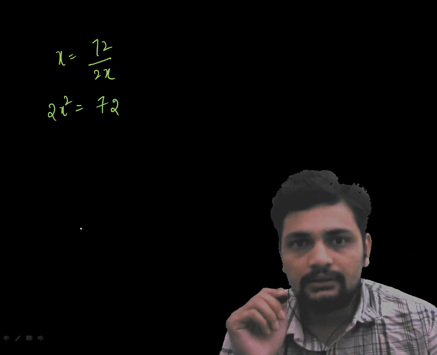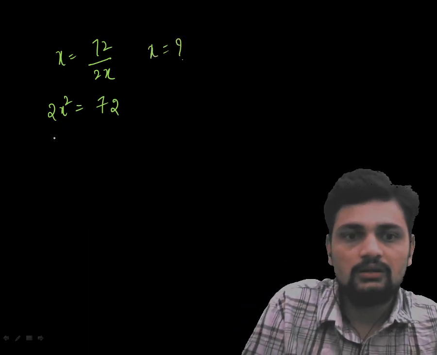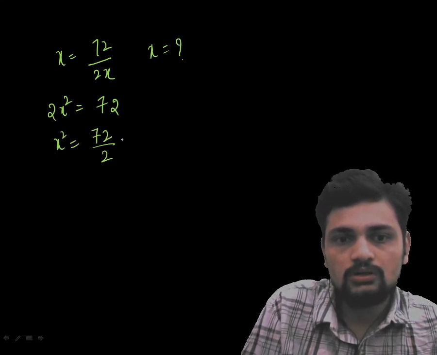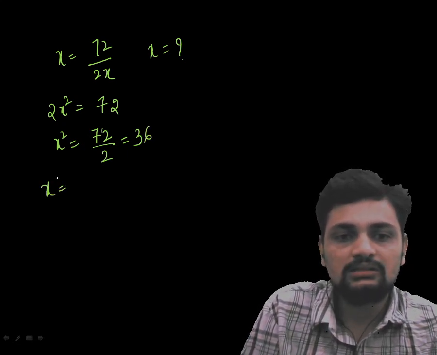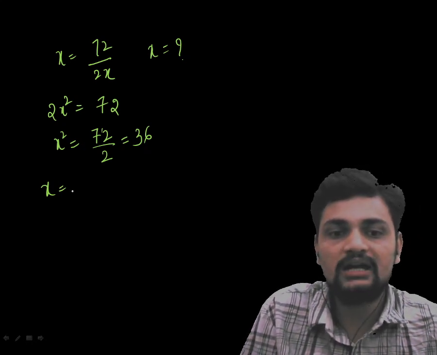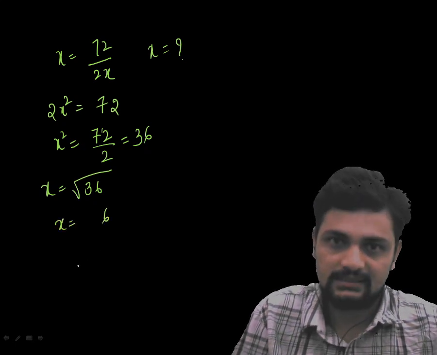See students, here the target is to find the value of x. So take this 2 to RHS, it will become divided by 2. So 2 threes are 6, then 1 is left out, so this will become 12. 2 sixes are 12. So x, remove the square from x square. If you want to make x, you have to remove the square and take the root here. So the root of 36 is 6.